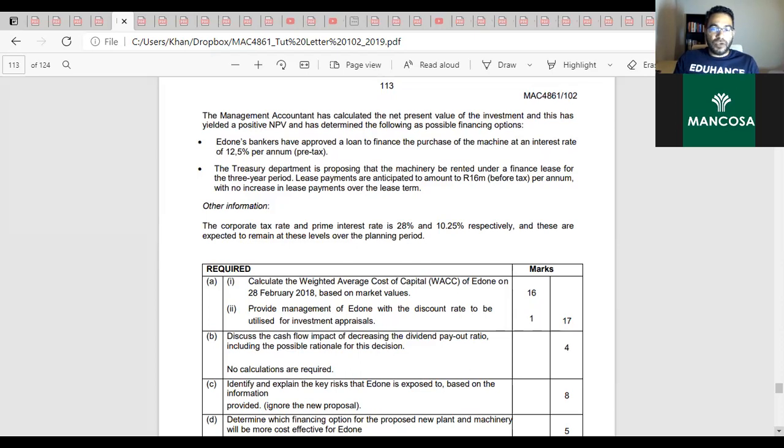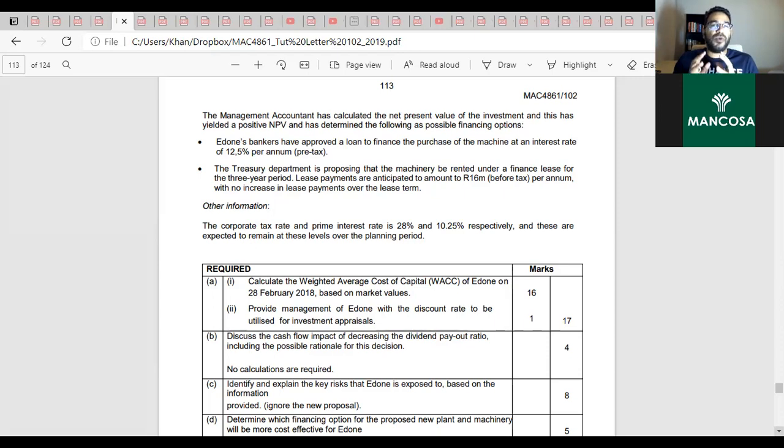Required A1, calculate the weighted average cost of capital of EDON on 28 February 2018 based on market values. Okay, so you need to calculate WACC. Then they're giving you two further sets of information. Number one, the date, 28 February 2018, and then the second thing, based on market value. Even if they don't tell you based on market value, you must use market value.